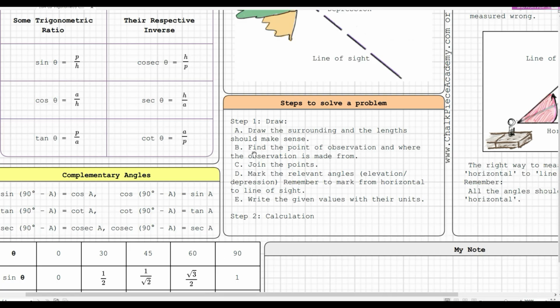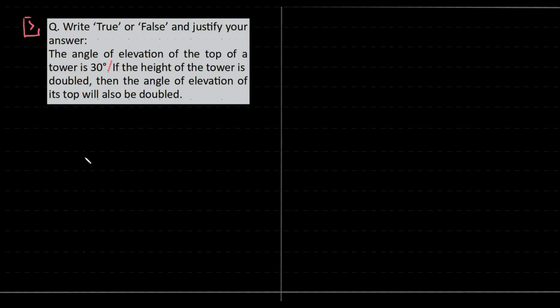So first thing first, we need to draw a diagram. To draw a diagram, we should draw the surrounding and the lens should make sense. Find the point of observation and where the observation is made from. Join those points and mark the relevant angles and so on and so forth. Right? These are all the things that we have to do. So the very first thing is we should draw the surrounding. Okay, so we are looking at what a person is standing.